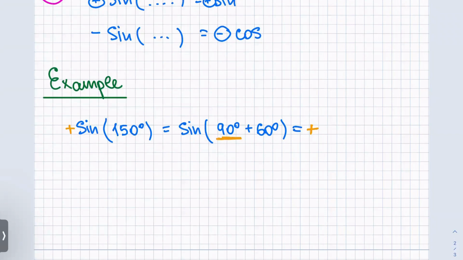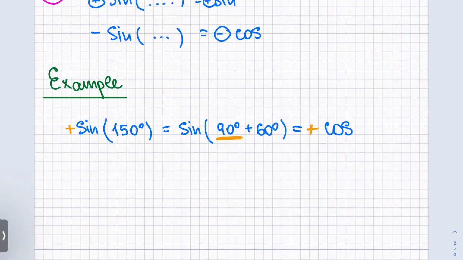Yes, we do. We see that one part of this sum is 90 degree angle, which means that our original function will change to the opposite cosine function. So we will then just write here the cosine function. So this 90 degree here, dear students, exactly corresponds to this change. So sine will change to cosine.